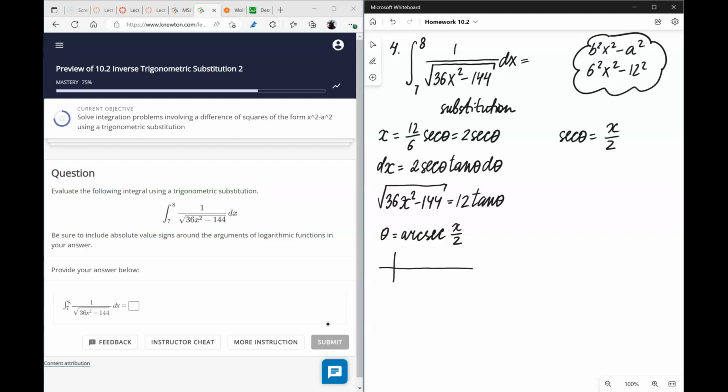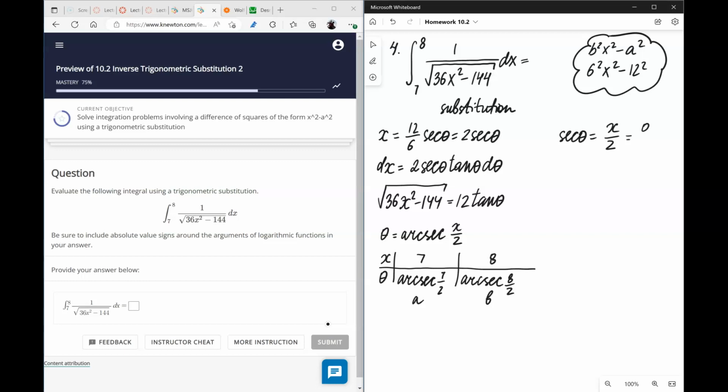So to change the limits, when x equals 7, theta will be equal to arc secant of 7 over 2, and when x equals 8, theta will be equal to arc secant of 8 over 2, and just for shortness, I'll be labeling them as a and b. And also, just in case, we may need a reference triangle.